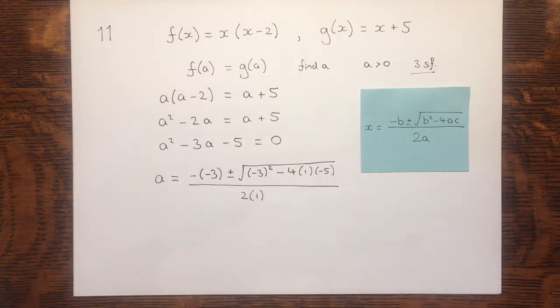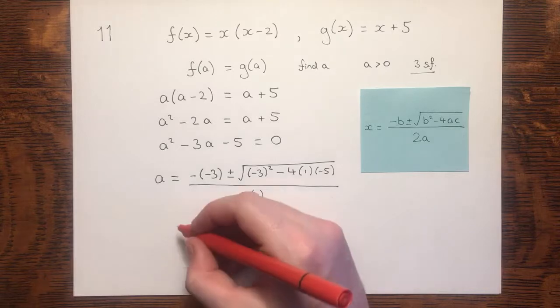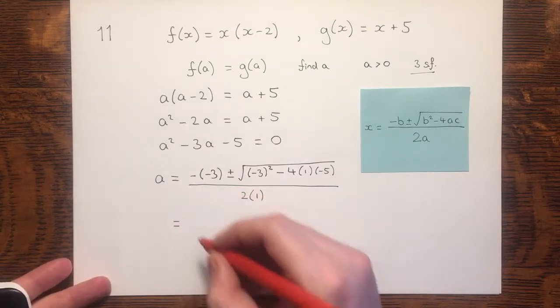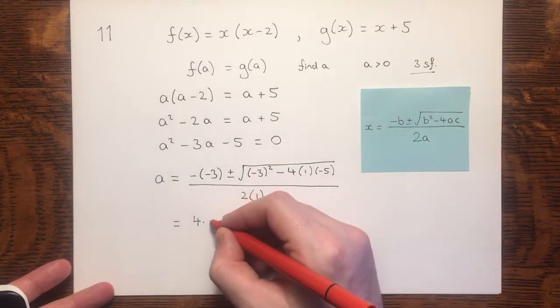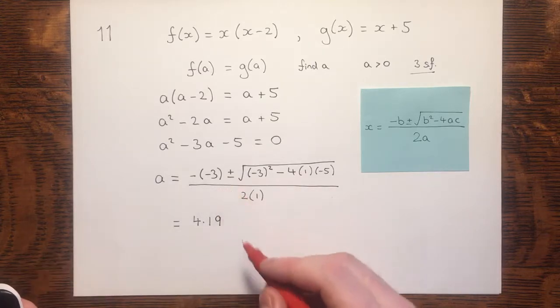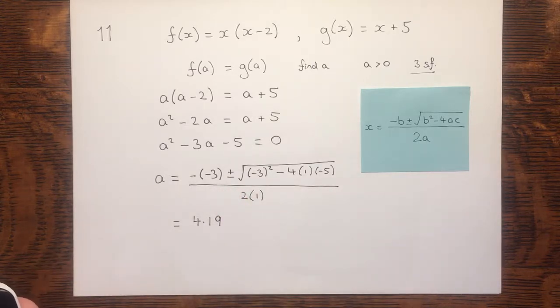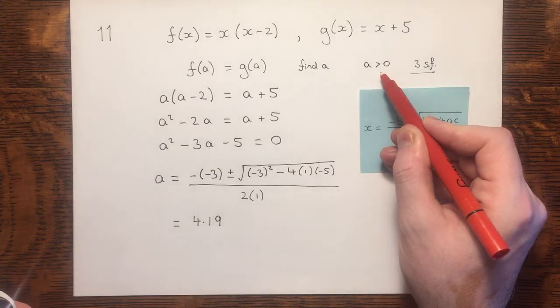Now, putting this into my calculator, I get 2 answers out. Taking them to 3 significant figures, I get 4.19 when I put a plus in, but when I change it up on the calculator and put a minus in, I would get minus 1.19. I don't want that. I only want the positive solution.